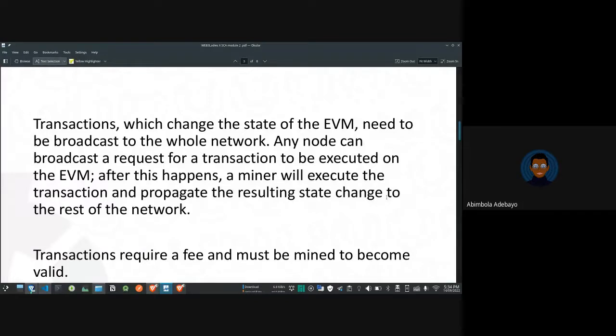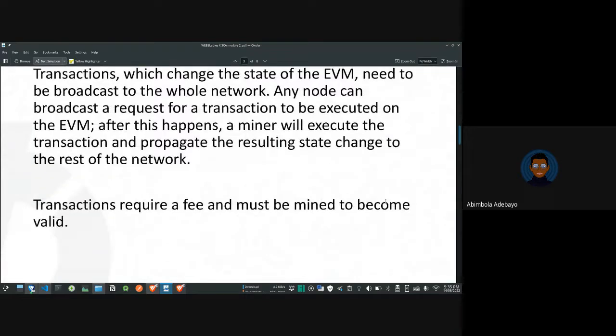When you send out this transaction, the transaction needs to be broadcasted to the whole network. Everybody on the network needs to see that transaction. When this happens, the miner will execute the transaction and propagate the resulting state change to the rest of the network. The difference between sending a transaction on the blockchain and in the traditional world is that any state change you perform on Ethereum and other EVM chains costs gas. You are paying a fee for them, because this gas fee was used as a mechanism to solve something.